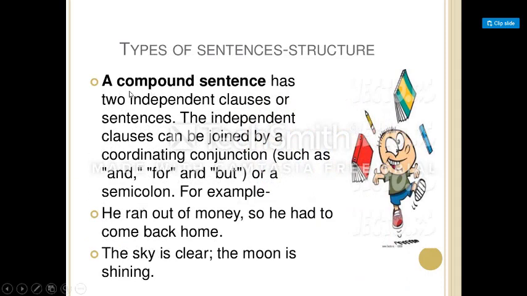What are compound sentences? A compound sentence has two independent clauses or sentences. The independent clauses can be joined by coordinating conjunctions such as and, for, but, and sometimes you may also go for a semicolon to compensate for these conjunctions. I have a formula to make this concept easier. Just write this word in your notebook: FANBOYS, F-A-N-B-O-Y-S.